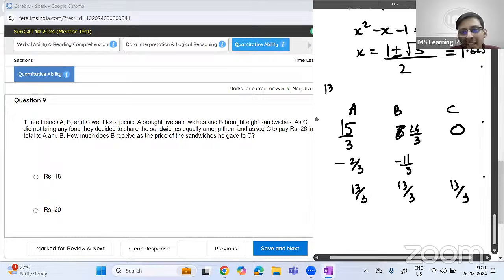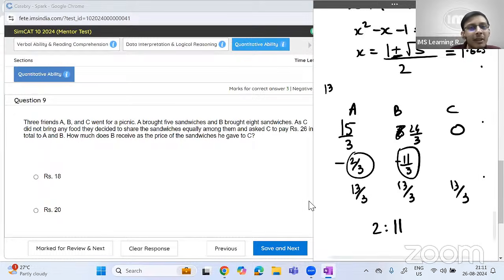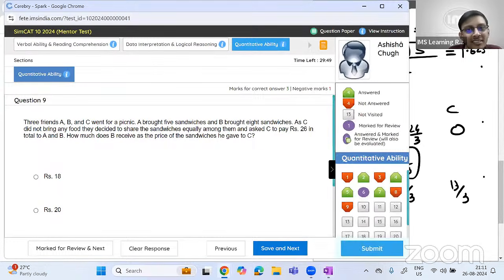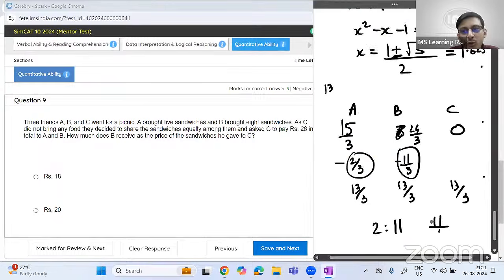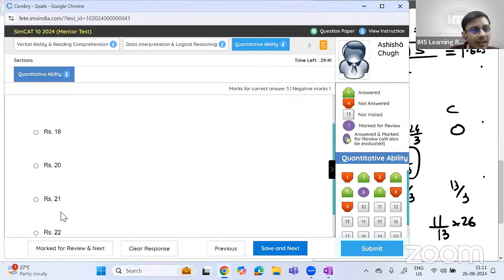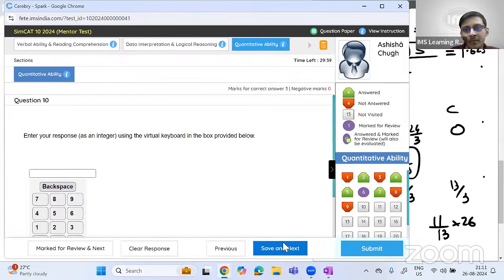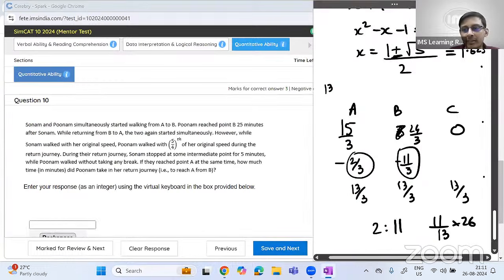Okay, so A and B gave in the ratio 2 by 3 is to 11 by 3, that is 2 is to 11. So the money will be distributed in that ratio, 26 rupees. How much will B get? B will get 11 parts out of the total 13, into 26. So 22. Where is 22? Yeah. Okay, next one.